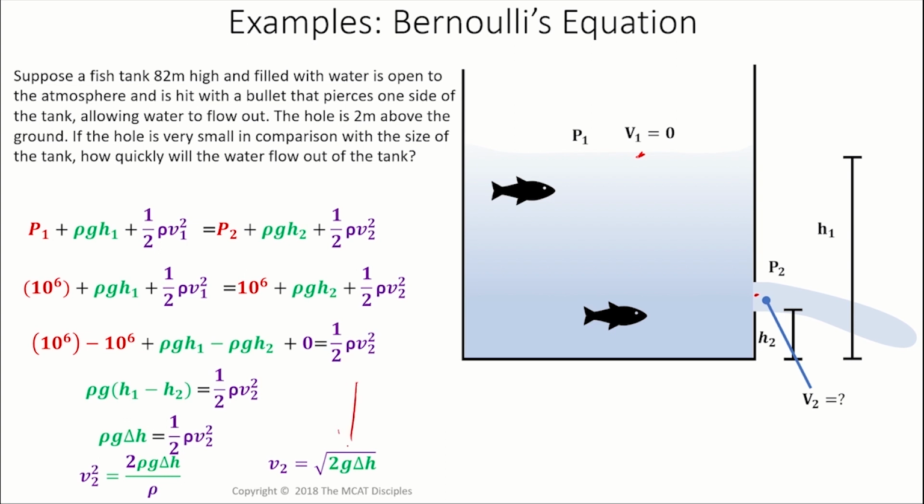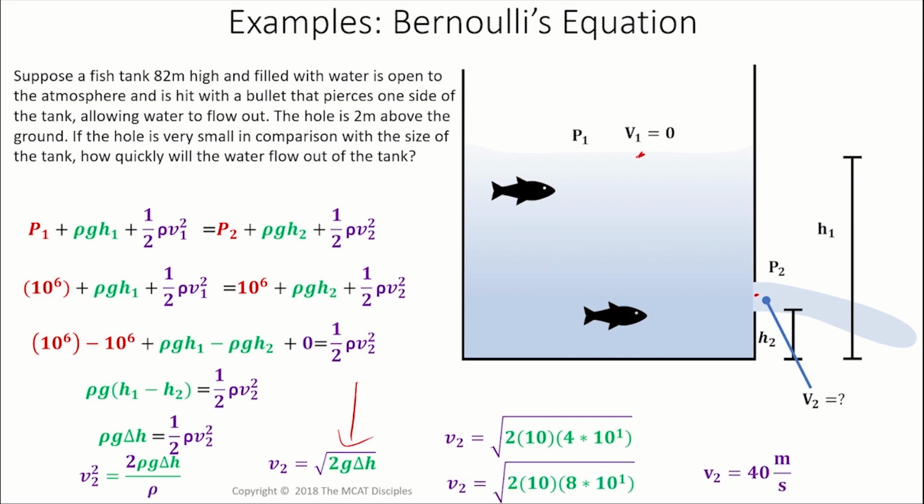This is worth memorizing because you don't have time to do all this on the MCAT. You really don't. So this is worth memorizing. This will always work for you. You can just plug in to find out what that V final is, which ends up in this case to be 40 meters per second.